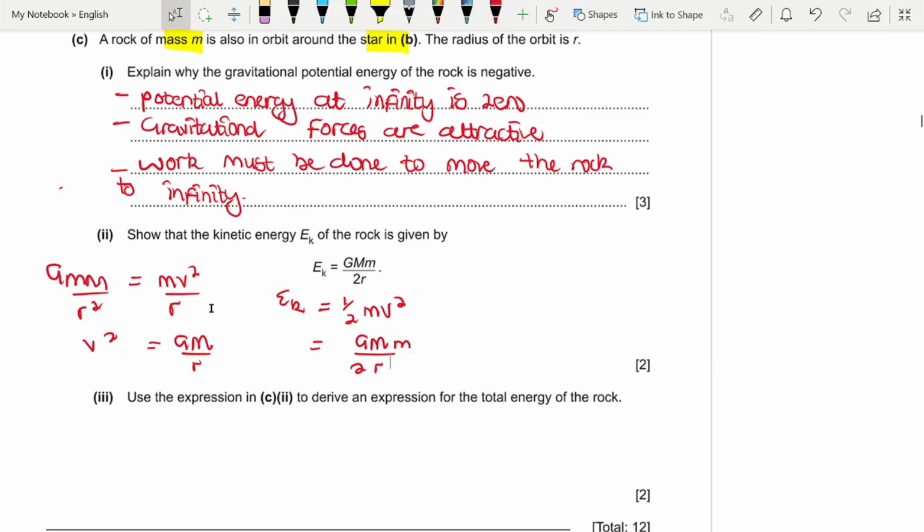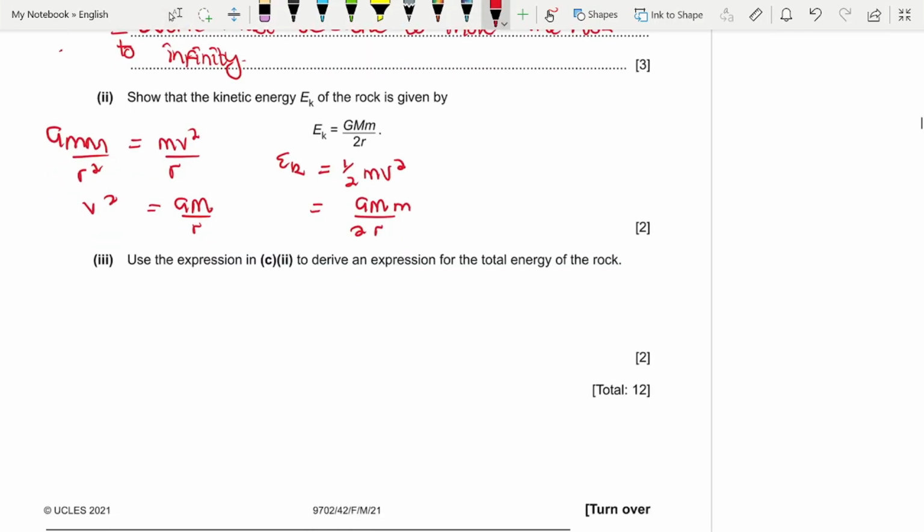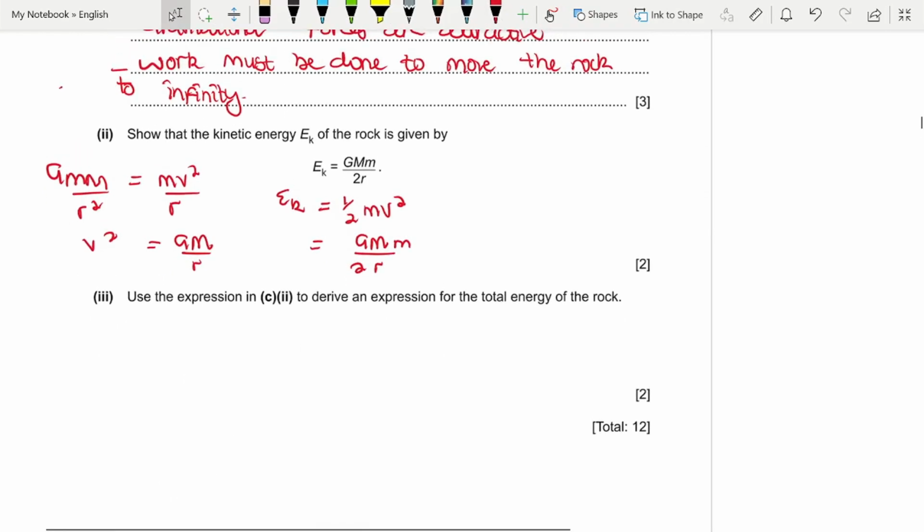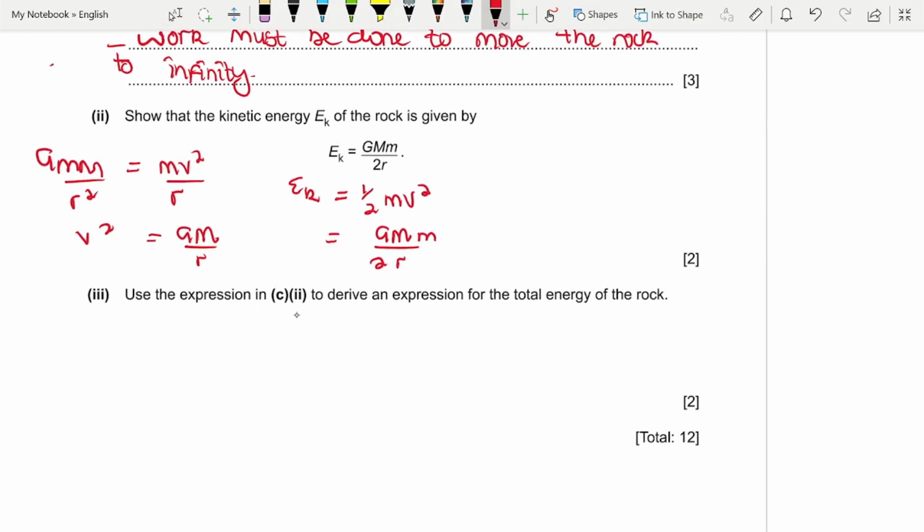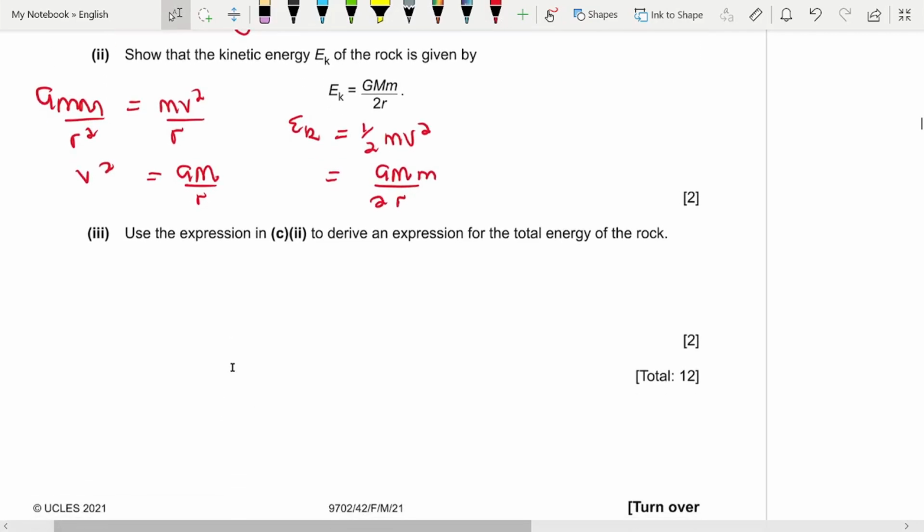That's a short question. Another formula: using the expression in part C 2, derive an expression for the total energy of the rock. Okay, so you're going to think about this question and say, they want me to determine the total energy of the rock. How much energy does it have? Remember, number 1, it has gravitational potential energy. Number 2, it has kinetic energy. So we have 2 specific things, right?